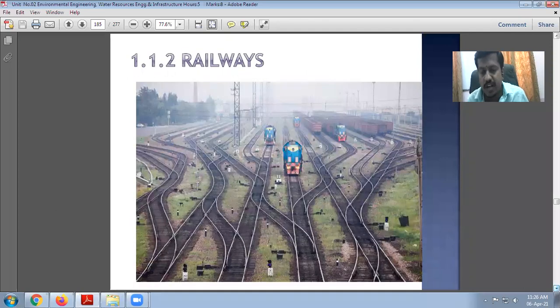Now the second mode of transportation is the railways. Can you tell me some names of the largest railway stations of India? In terms of number of platforms, which is the biggest railway station in India? Do you have any idea about it?